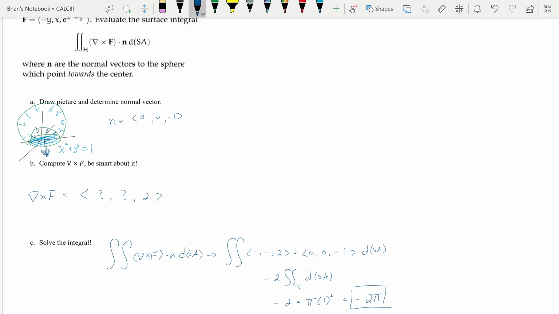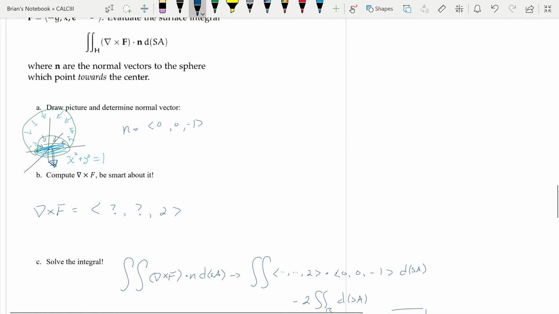Awesome. Oh, we've got a question. Still confused on how to get the normal vector. Yeah, no problem. I'll draw a bigger picture so it looks a little better.